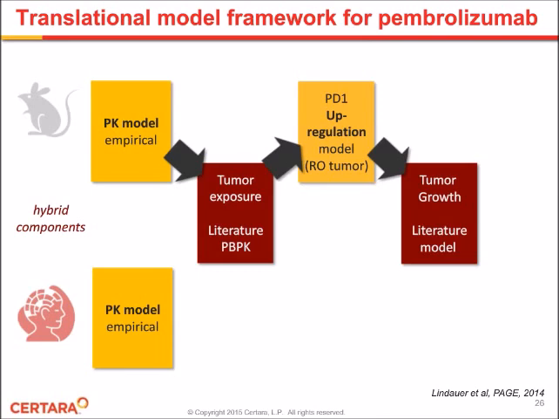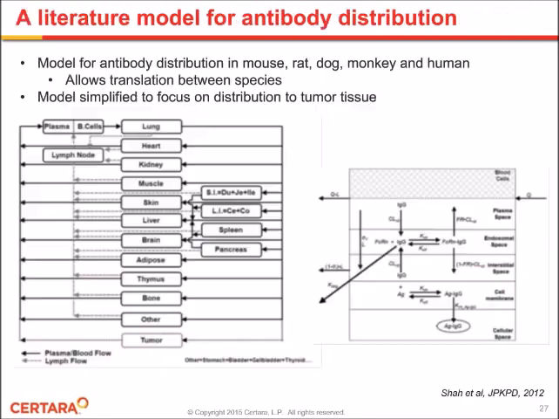Then tumor growth was based on a literature model again, and that ultimately was used in a fitting fashion initially to fit the mice data. So we had an integrated model that linked all these components, and we fitted PK data, receptor occupancy data, as well as tumor growth data with this model framework. And I'll show you the literature pieces that we used.